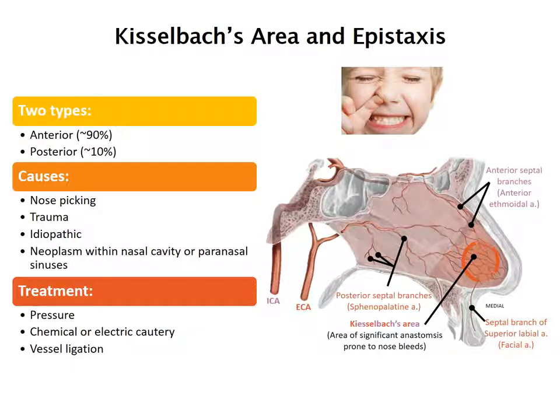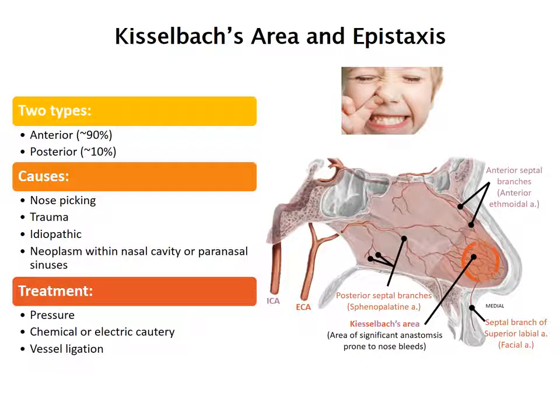The term epistaxis is used to describe a nosebleed. There are two types of nosebleed. There's an anterior and a posterior. Anterior nosebleeds are the most common, and they typically involve Kiesselbach's area. Anterior nosebleeds are common among children who like to pick their nose, for example, and they're also common in the winter, especially when there is low humidity in the air. And of course, trauma is another source of an anterior nosebleed. Anterior nosebleeds are typically managed by applying pressure to the nostrils or the area of the bleed.